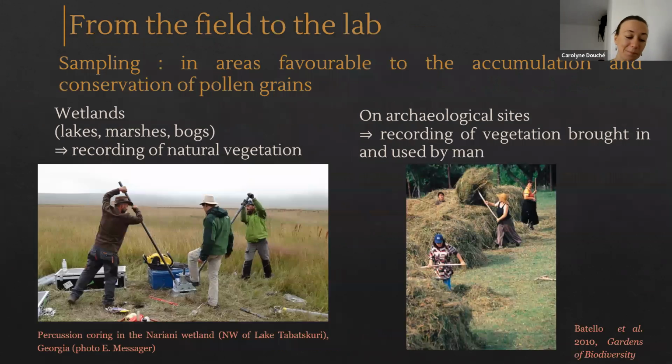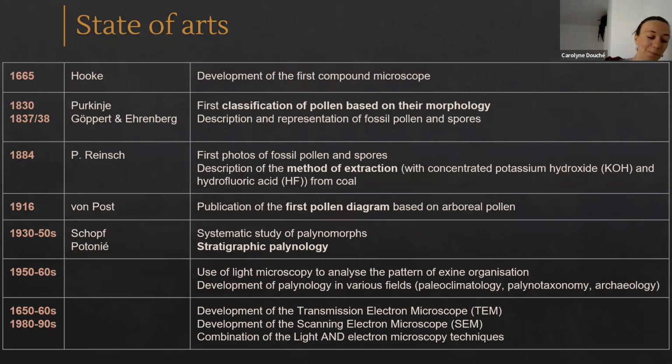However, even if we know that this very traditional ancestral knowledge exists, due to the micro size of pollen, the development of research in palynology is associated with the development of microscopy. During the 19th century, the first classification based on the morphology of pollen was described and the chemical method of extraction was established.